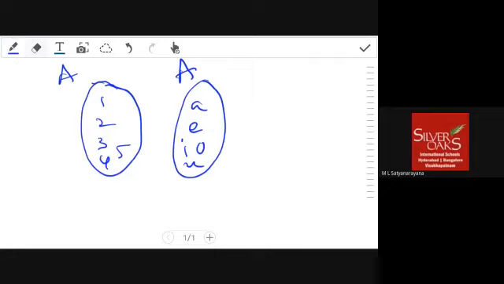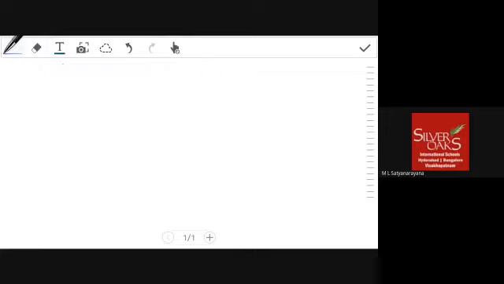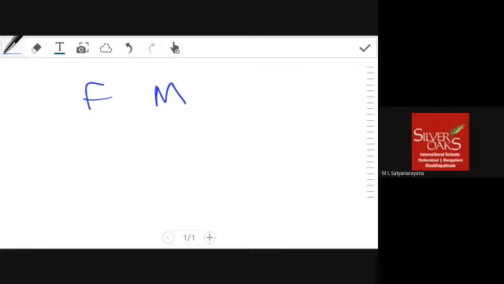Now the next thing is, what is a relation? If you see the word relation, in a family, suppose you take a family. In a family, father, mother is there, son and daughter.